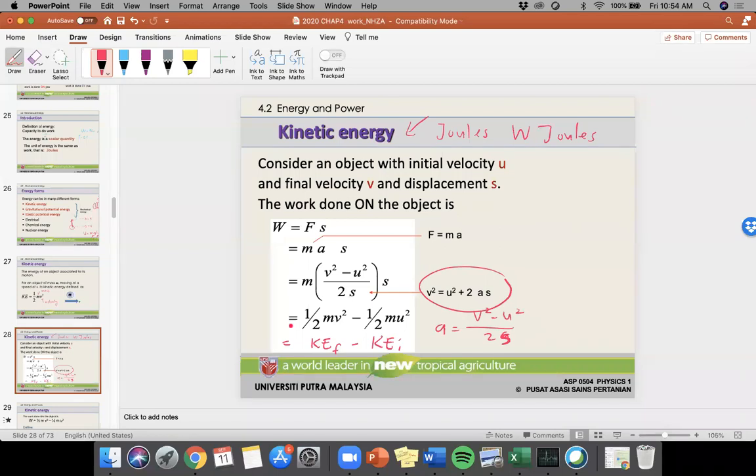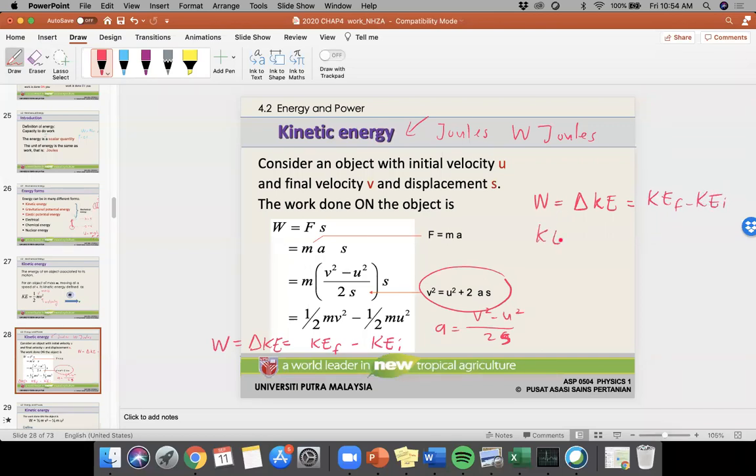Any questions on this one? So this is the change in kinetic energy or work done. Any questions? Okay, so work done is the change in kinetic energy. So that is KE final minus KE initial, right?